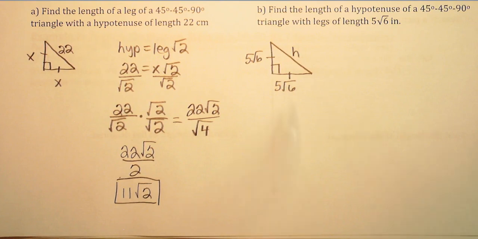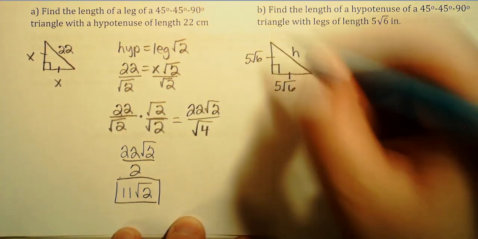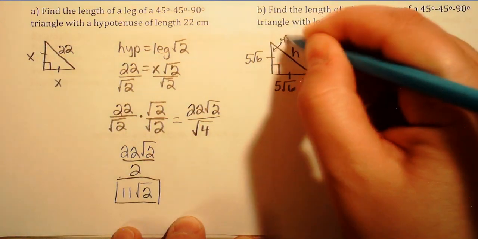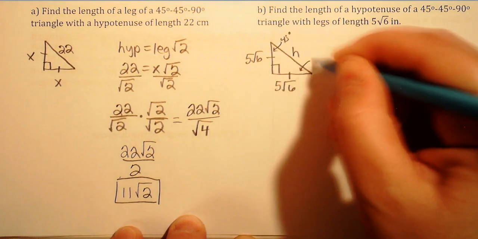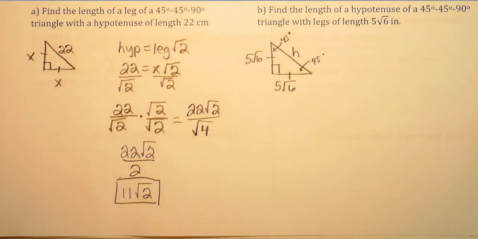Again, I drew the picture ahead of time. It says find the length of the hypotenuse, so I labeled that with an H, of a 45, 45, 90 triangle with legs of length 5 radical 6. So the two legs are the same. This is an isosceles right triangle. And then I haven't written these in the picture, so maybe I should do that. Both of these angles are going to be 45 degrees. As long as you recognize the two legs are the same and the hypotenuse is different, you should be okay.